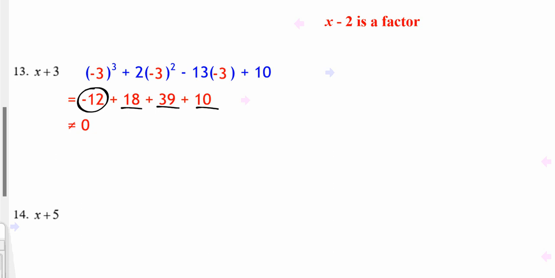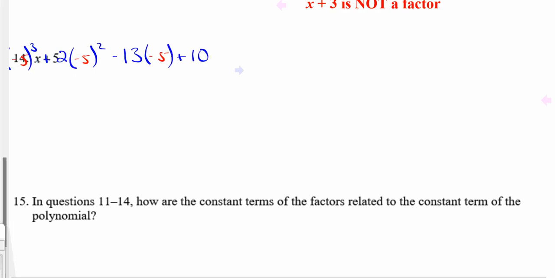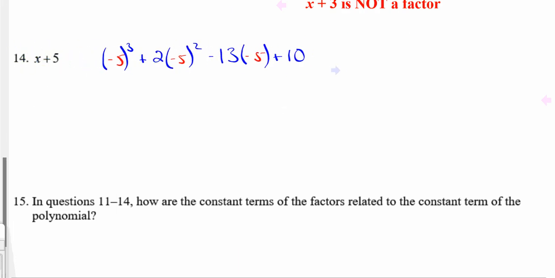So if I was asked what's the remainder, I would have had to actually calculate it. But this question is just saying, is it a factor, yes or no? It's not, I could tell. Then for number 14, this one does turn out to be a factor. It is equal to 0. I didn't show that it works out, but it does.